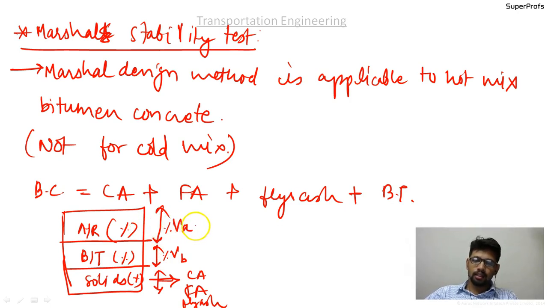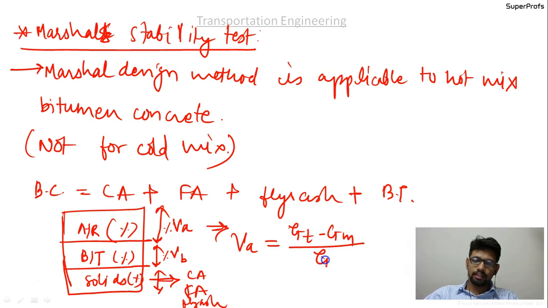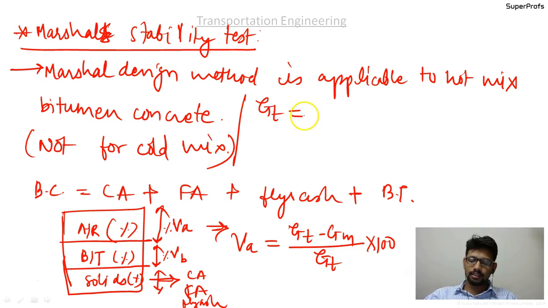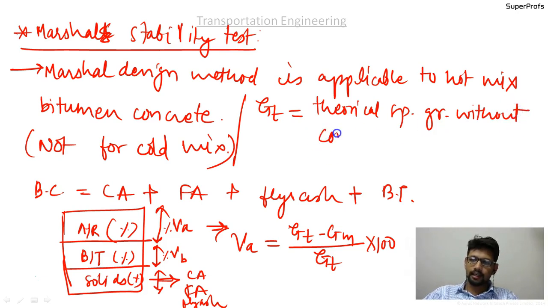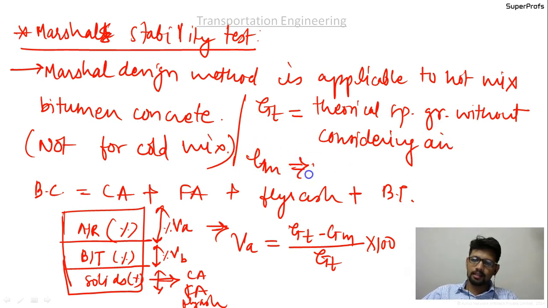To find the volume of air voids, the formula is Vv = (GT minus GM) upon GT into 100, where GT is the theoretical specific gravity without considering air, and GM is the measured specific gravity by considering air.